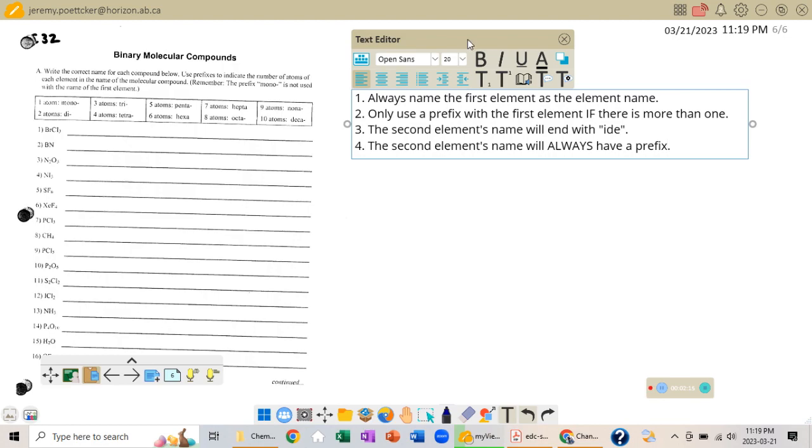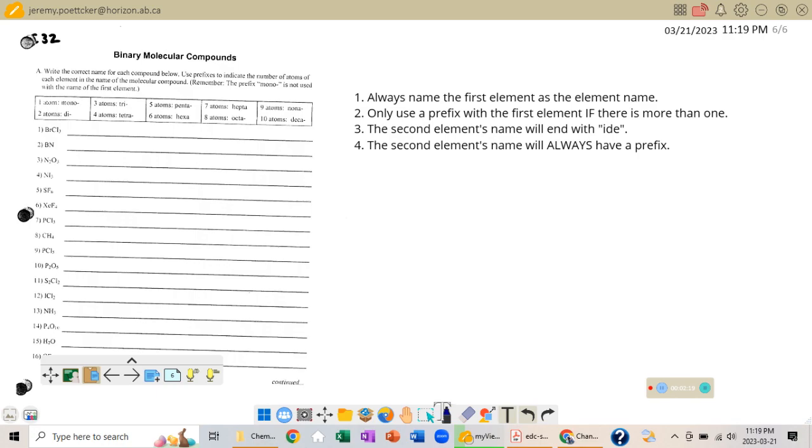All right, so as shown on this page here, this is in your workbook 2, page C32, mono is 1, di for 2, tri for 3, tetra for 4, penta for 5, hexa, hepta for 7, octa for 8, nona for 9, deca for 10.